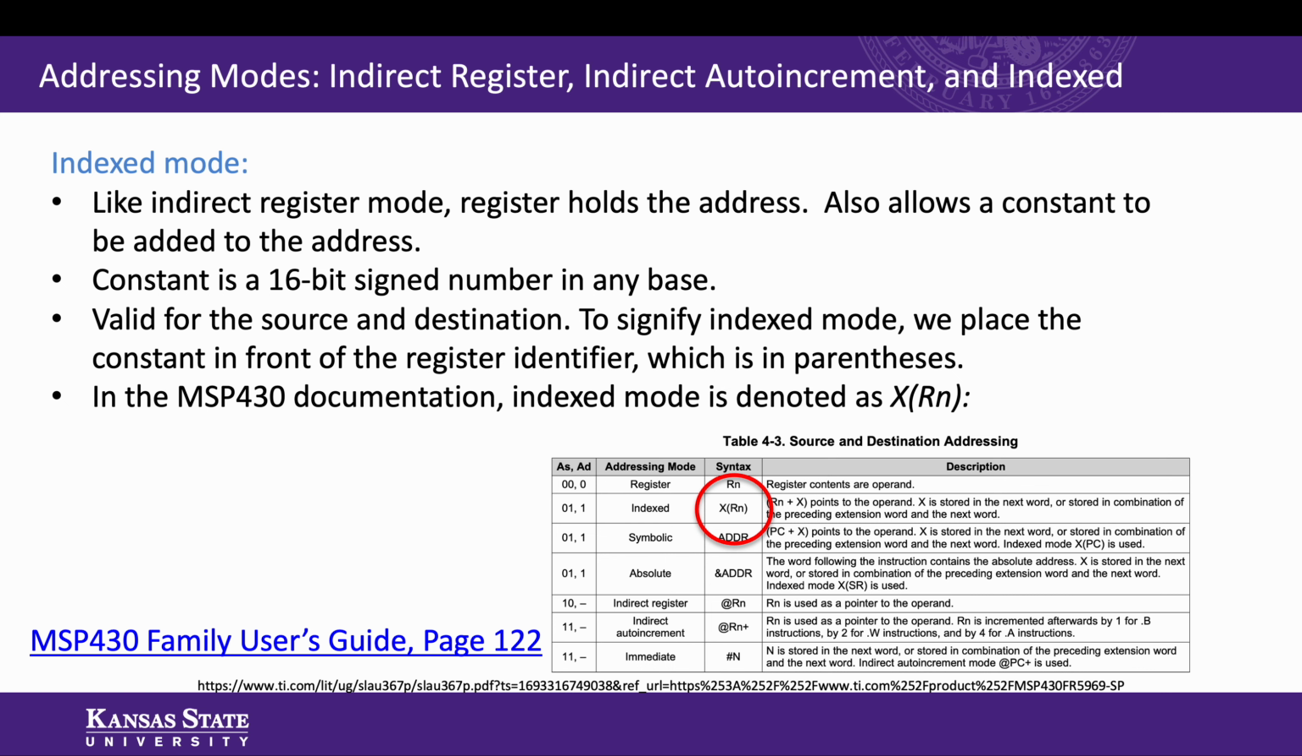That constant is a 16-bit signed number, and it can be in any base. This addressing mode, indexed, is valid for the source and destination. To signify indexed mode, we place the constant in front of the register identifier, which is in parentheses. And in the MSP430 documentation, this mode is denoted as X(RN).